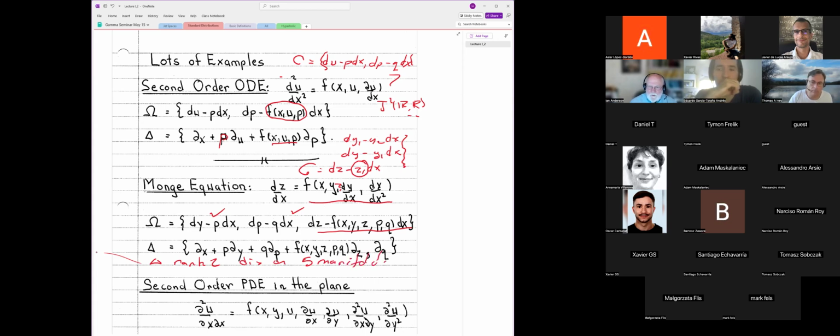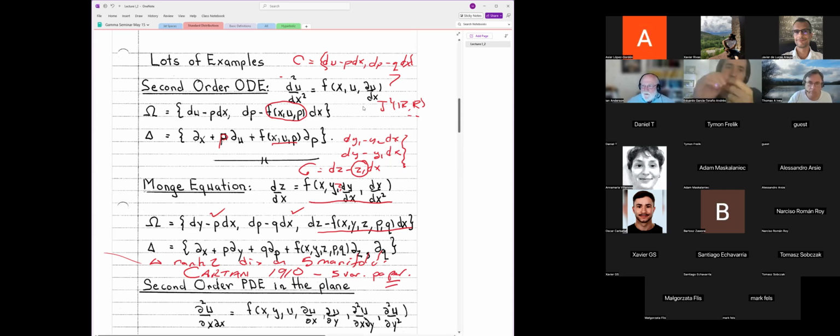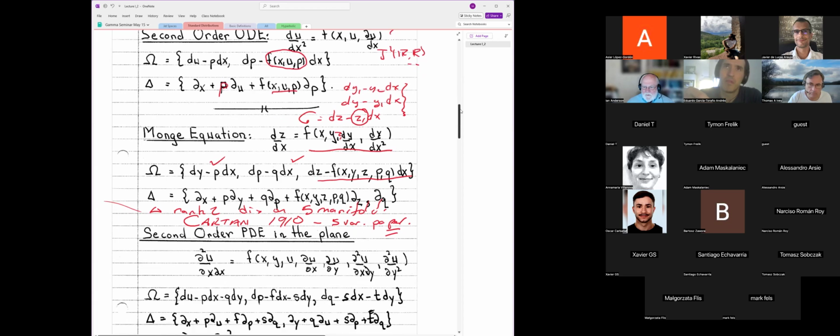And this case here was studied in detail by a very famous paper of Cartan. Often you just have to say Cartan 1910, or, since there are 5 variables and this Pfaffian system is defined on a 5-manifold, he also called it the 5 variables paper. It's famous for a number of different reasons. We'll see a little bit of that later in the lecture today.